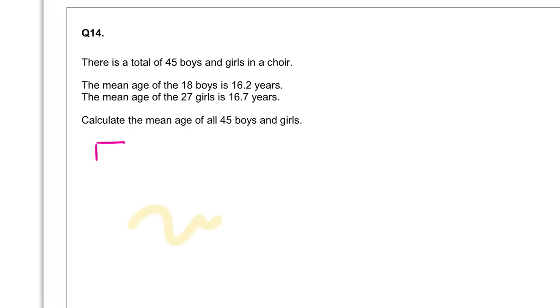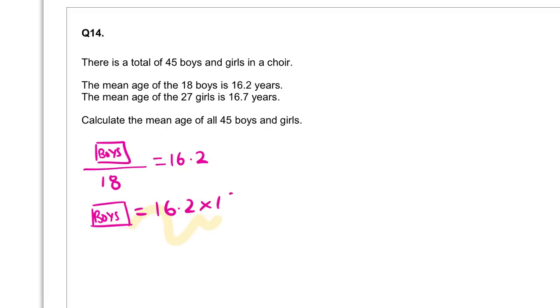So if we added all the boys together, how do we find the mean? We add them all up together and we divide by how many there are. How many boys have we got? 18. What does this give me? The mean, which is 16.2. So would you agree that the total amount of boys is actually equal to 16.2 times 18? So that means the total boys is 16.2 times 18. And that's going to give me 291.6. So that is the total of all the boys' ages together.